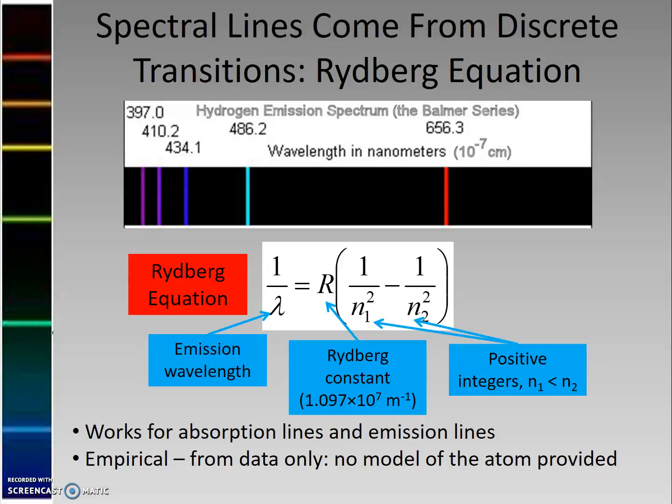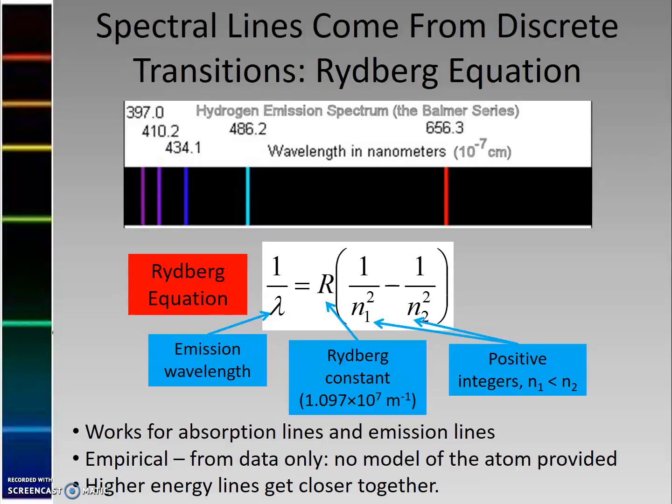This is also an empirical model. That means that it's from data only. Rydberg took the data and he simply found that if he gave arbitrary integers, 1, 2, 3, 4, etc., to n1 and n2, he could figure out where the lines would be. He's not saying anything about the structure of the atom. That came later. He only said that I have an equation and it works.